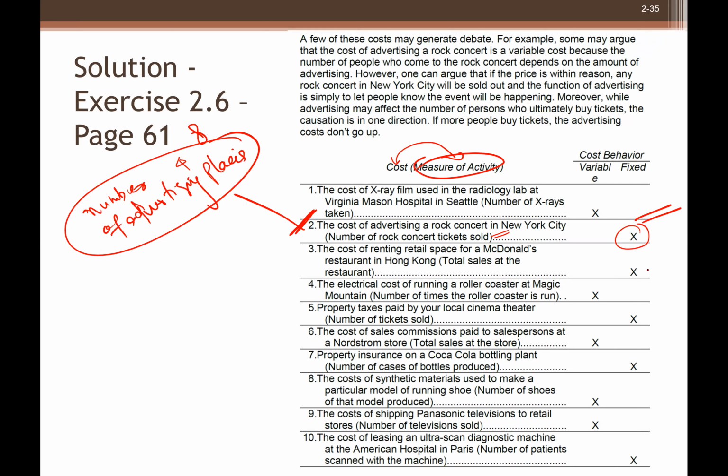The third one is fixed, the fourth one is variable, the fifth is fixed, the sixth is variable, the seventh is fixed, then variable, and fixed. Any question regarding these 10? No. All clear? Yes.